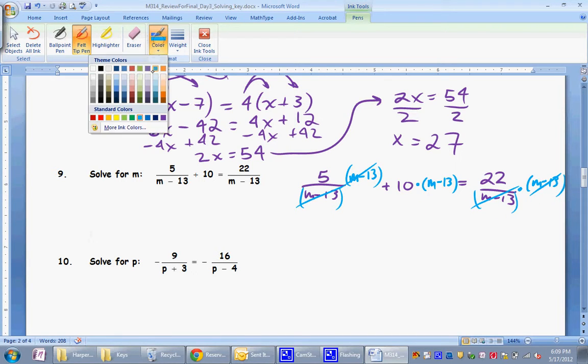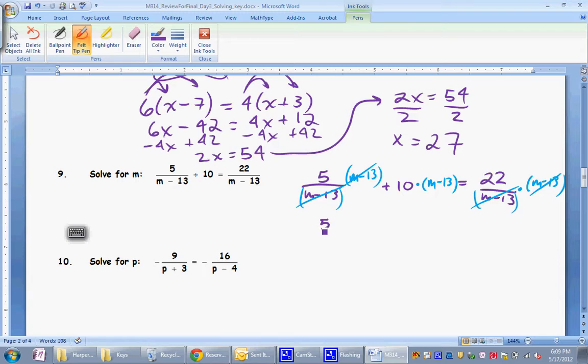And you're going to see that what we're left with is pretty straightforward. 5 plus 10 times m minus 13 equals 22. Now that's just a regular old equation that you guys are perfectly capable of solving in like just a couple seconds.